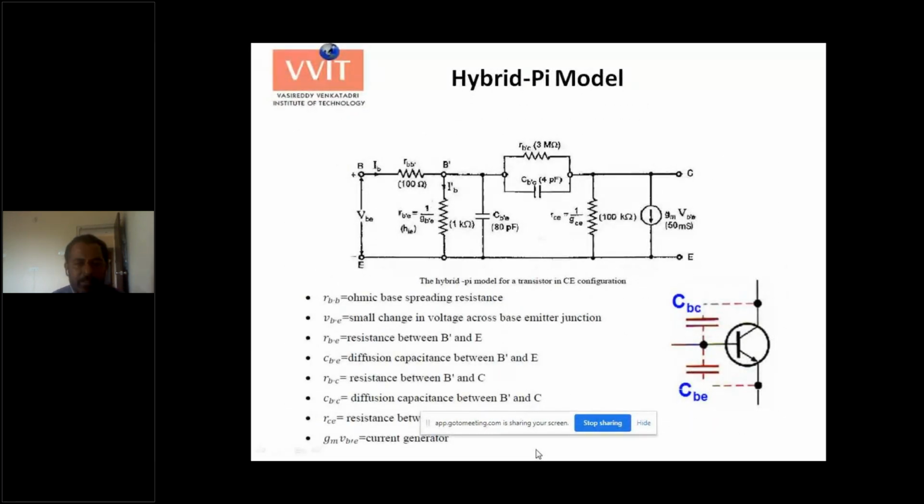Now let us look at the hybrid pi model. We have already seen in the first semester course the h parameter model, which is used for low frequency analysis, that cannot be used for high frequency. This model is specially developed for high frequency by Giacoletto. This is known as the Giacoletto model.